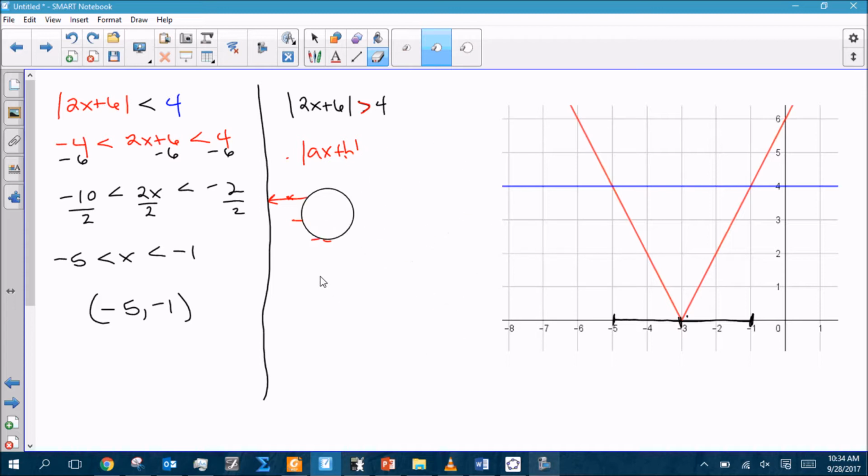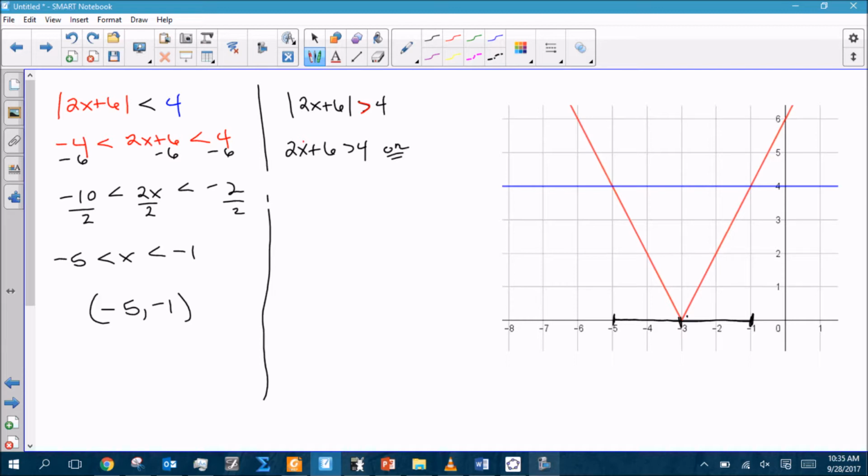Okay, so let's see how that relates to the picture over here when we do this particular problem. If I have the absolute value of 2x plus 6 is greater than 4, I'm going to do 2x plus 6 is greater than 4. But then I'm going to write the word or, and I'm going to do 2x plus 6 is now less than negative 4. Subtract 6 from both sides, I get 2x is greater than negative 2, x is greater than negative 1. Or, now solve this one, 2x is less than negative 10, x is less than negative 5.